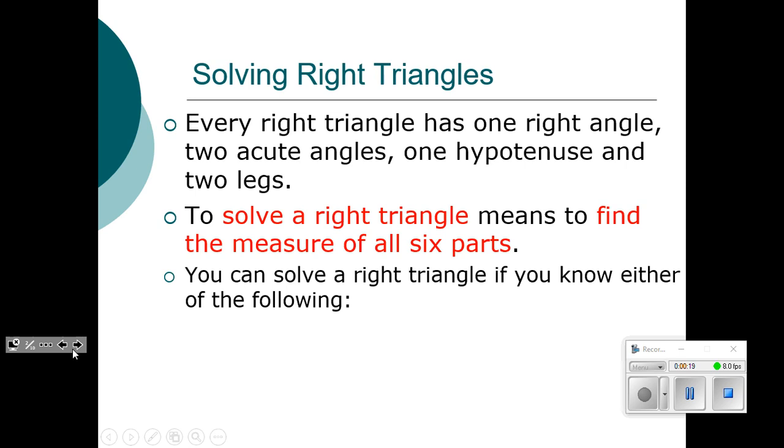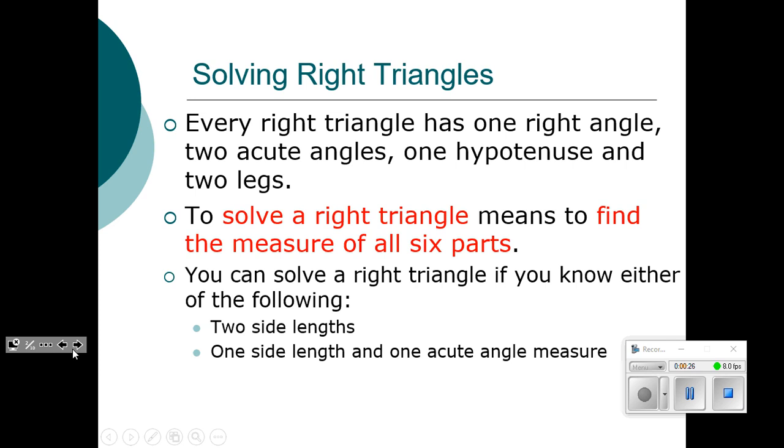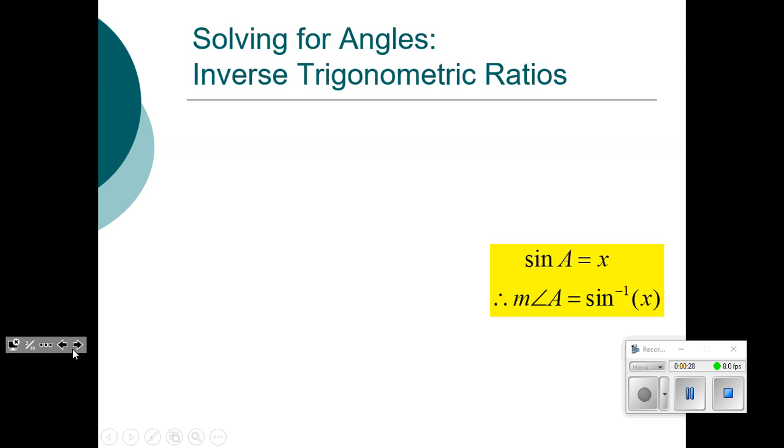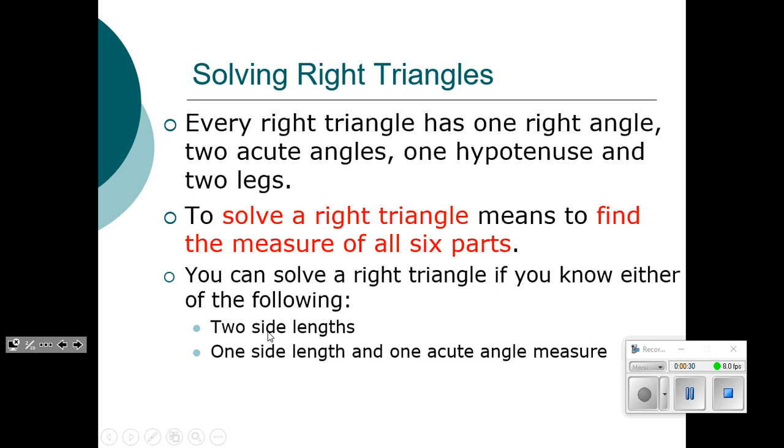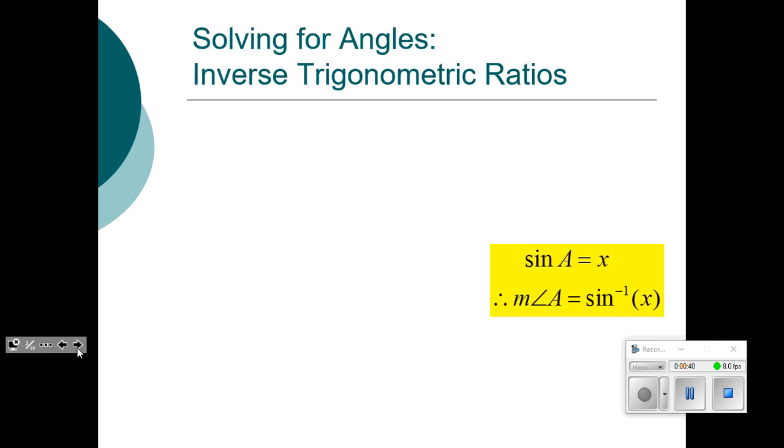You can solve a right triangle if you know either of the following: 2 side lengths, or 1 side length and 1 acute angle measure. So if you have any of these, you can actually solve. And when you're solving it, you are solving all 6 parts, okay? So solving for angles, inverse trigonometric ratio.